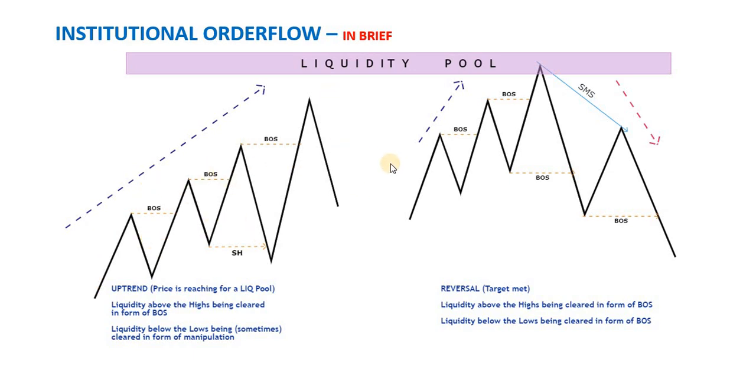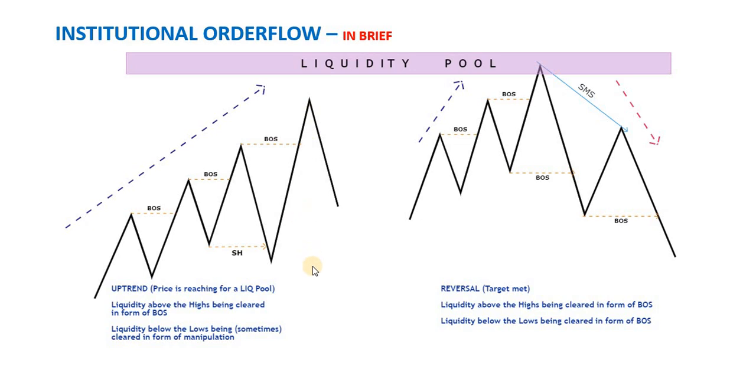And as we know, in an uptrend, price is making higher highs and higher lows. But in the case of the institutional view, in an uptrend, we say that the liquidity above the highs is constantly being cleared in form of break of structure, while we expect the liquidity below the lows to be protected in the case of an uptrend.